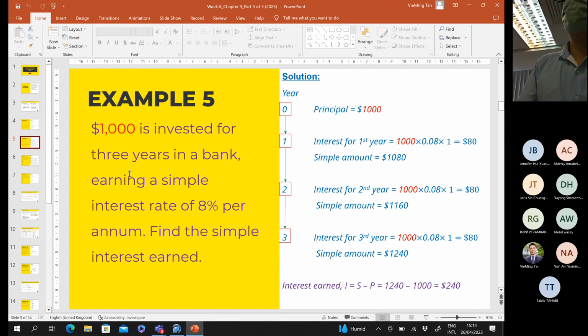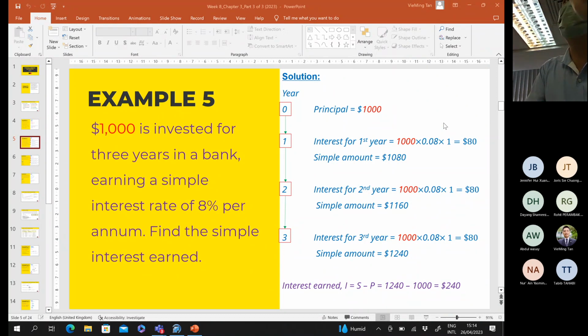If we do it separately without using the formula, the first year is the original investment principal multiplied by the 8% interest rate, and then multiplied by the duration of 1 year. For year 1, the interest earned is $80. So the accumulated amount at the end of year 1, that is S1, is equal to 1,000 plus $80. 1,000 is the principal, plus $80 is the interest earned in year 1. So the accumulated amount at the end of year 1 in the account is 1,080, right?